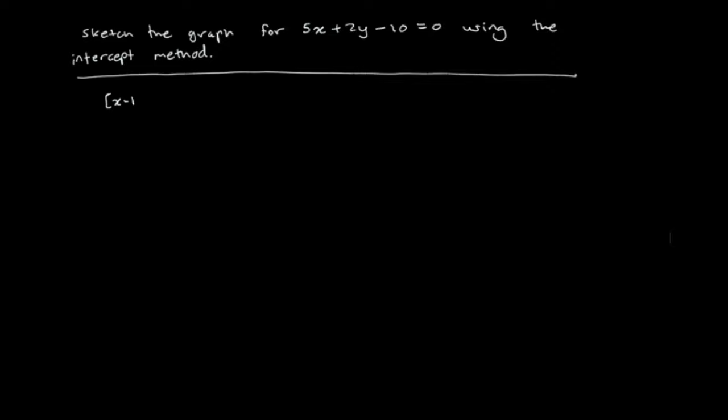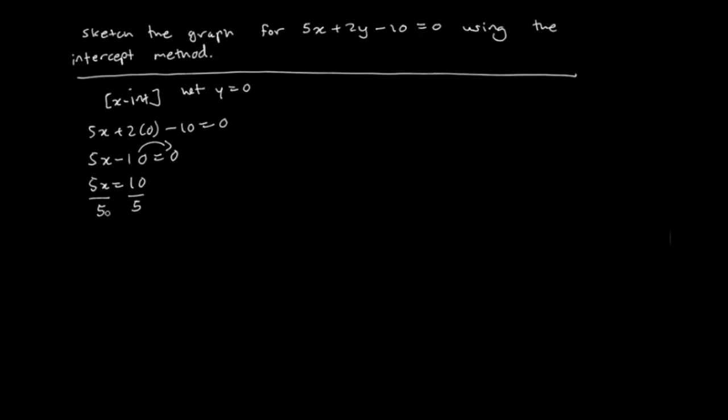So if I'm looking at my x-intercept, I'm going to let y equals 0, right? Because the x-intercept is where the graph hits the x-axis, and we know that the x-axis is when y is 0, right? So if I let y equal 0, then you get 5x plus 2 times 0 minus 10 is equal to 0, and you get 5x minus 10 is equal to 0. I'm going to move the negative 10 to the other side. You get 5x is equal to positive 10, right? I'm going to divide this by 5. Whatever I do to this side, I have to repeat to the other side. And in this case, x is equal to 2. So your x-intercept here is 2 and 0, right?